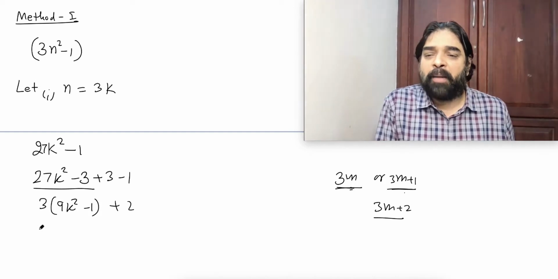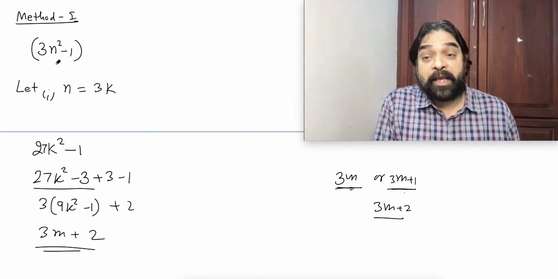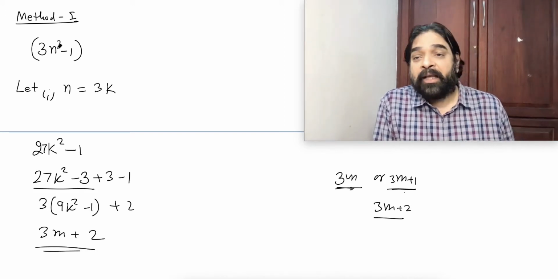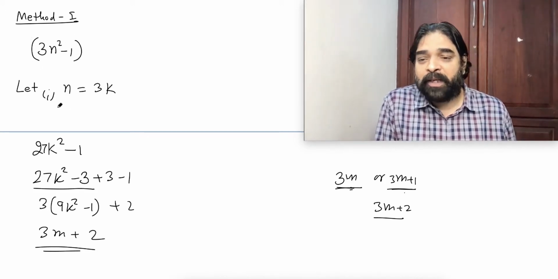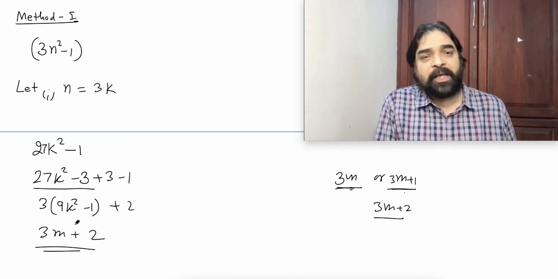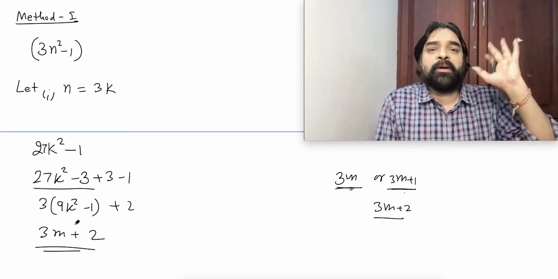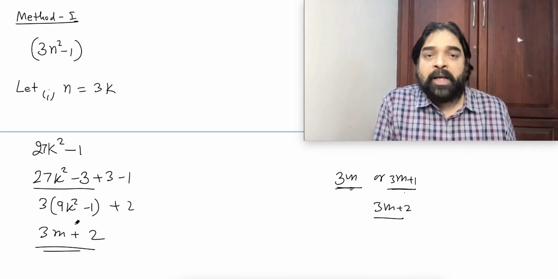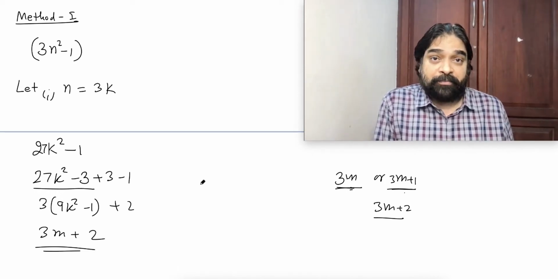So this is the form of what? 3m plus 2. Means if n is 3k, this will be coming in the form of 3m plus 2, and if 3m plus 2 form is coming, then 100% sure it cannot be a perfect square number.